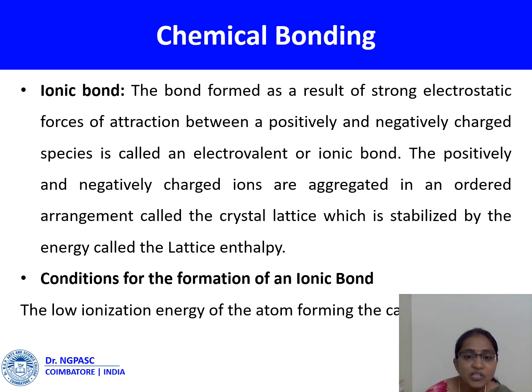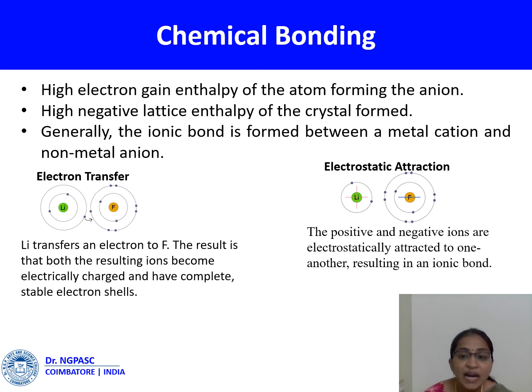Conditions for the formation of an ionic bond: low ionization energy of the atom forming the cation, high electron gain enthalpy of the atom forming the anion, and high negative lattice enthalpy of the crystal formed. The ionic bond is formed between a metal cation and a non-metal anion. For example, lithium is the metal cation and fluorine is the non-metal anion.